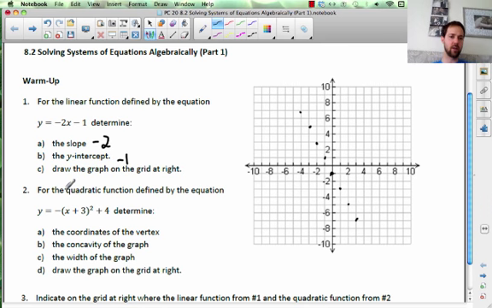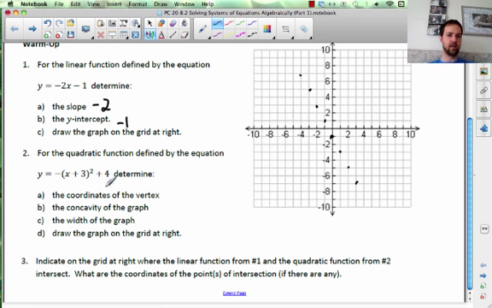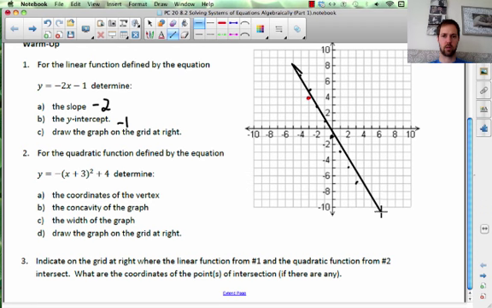For the quadratic function defined by this equation, determine coordinates of the vertex: -3, +4. So that is -1, 2, 3, 1, 2, 3, +4 right there. I'm going to use a different color here. Draw my line in. Pretty poor, but you get the message.